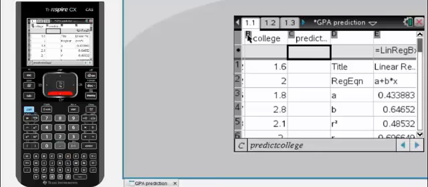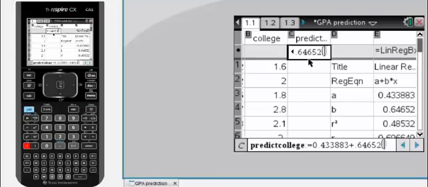That's going to be my title. And this is actually a formula bar, so I could put equals, and it's going to say predicted college equals, and it is my linear regression line, my 0.433883 plus my slope, 0.64652 times my x value.